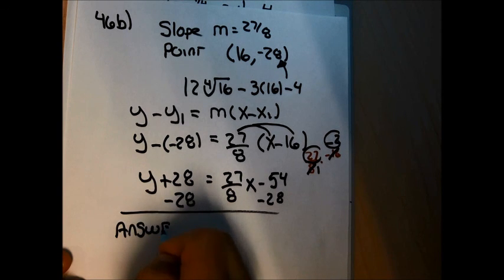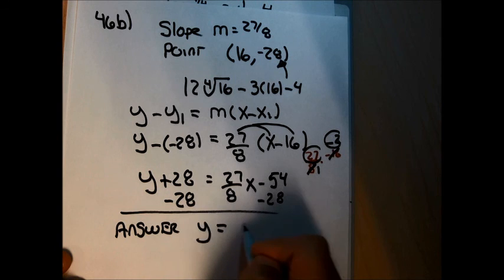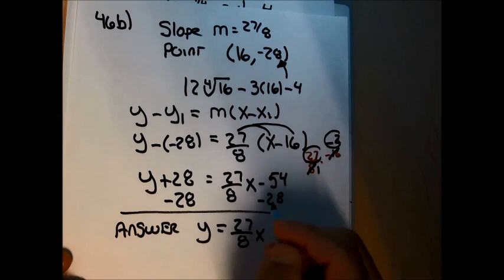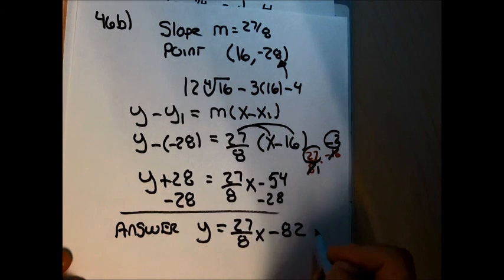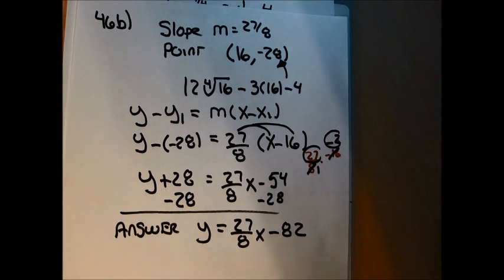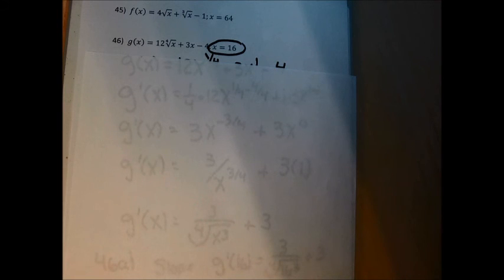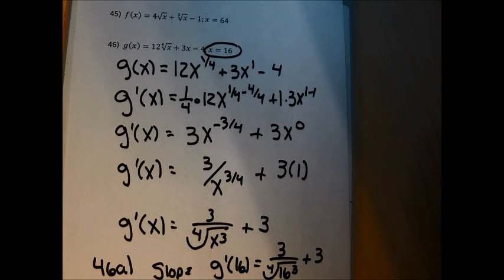On the left side of this equation, I have a y. On the right side, I have 27 over 8 x, and then minus 82. So that's the equation of the tangent line. So you should be able to do the same for problem 45. I don't know if it's a little bit harder because you have 2 radicals and I only have 1 radical.